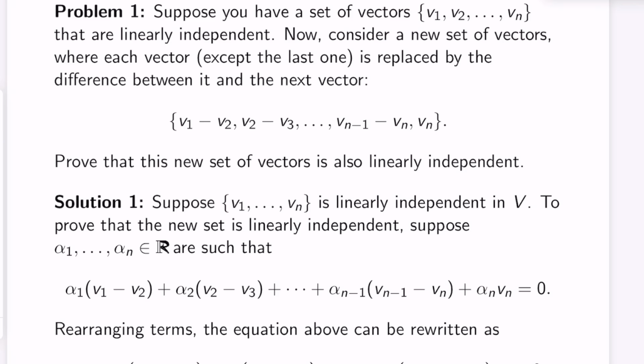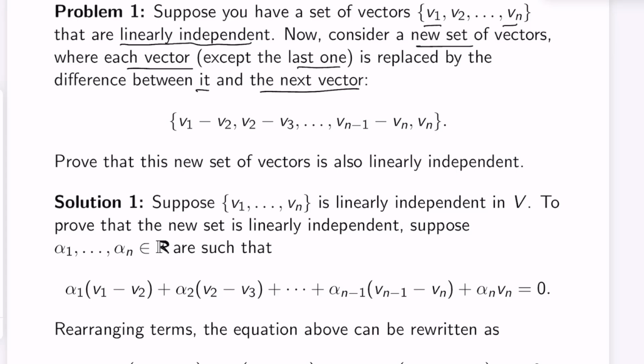So let us do one problem. Suppose you have a set of vectors v1, v2 and so on up to vn that are given as linearly independent. Now consider a new set of vectors where each vector except the last one is replaced by the difference between it and the next vector.